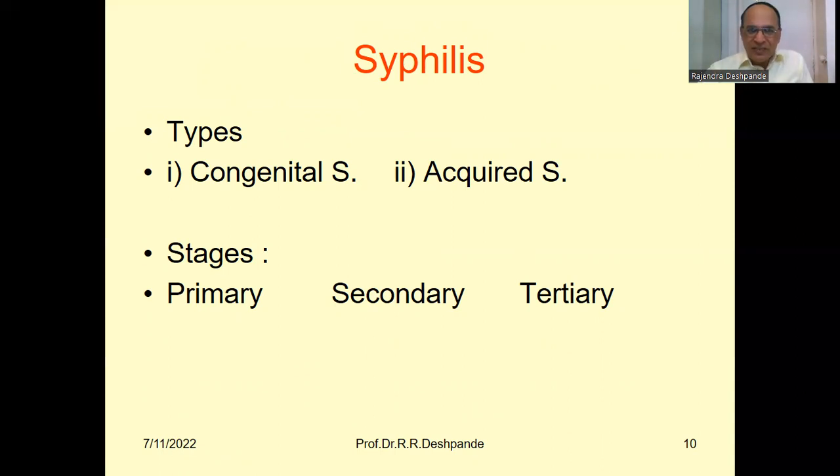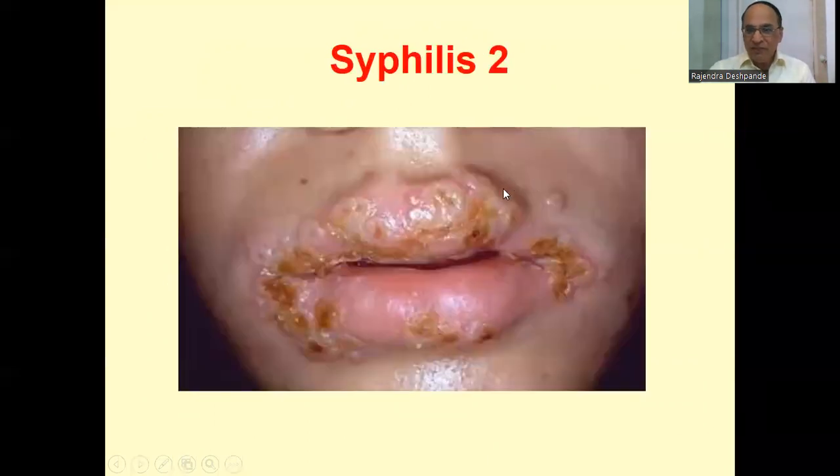Syphilis has two types, congenital syphilis and acquired syphilis. Congenital means the baby gets syphilis from the mother. Then the stages of acquired syphilis: primary syphilis, secondary syphilis, and tertiary syphilis. These stages are only there in syphilis among sexually transmitted diseases, so this is a typical feature. Actually, I wanted to show you some urethral ulcers, but because of YouTube's regulations, I am trying to avoid that.